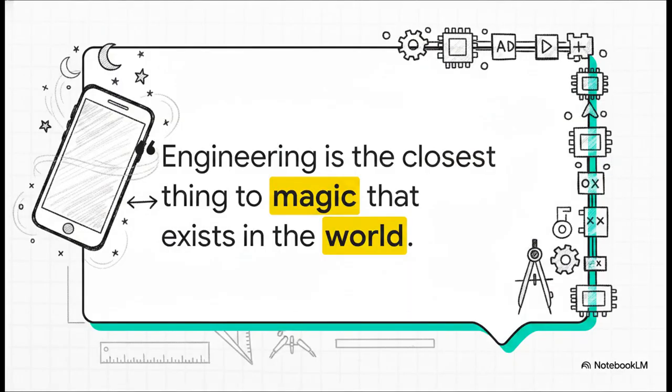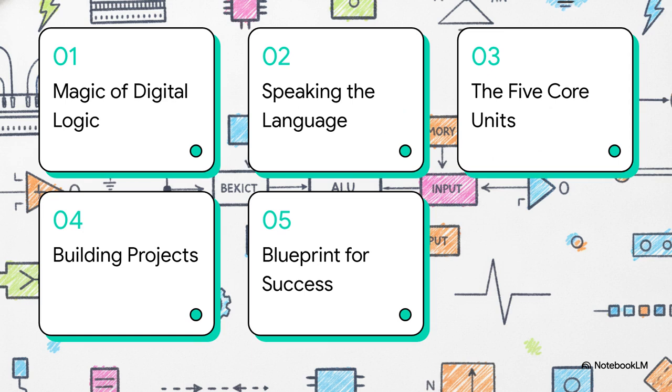I mean, at first glance, a smartphone feels like pure magic, right? But as future computer engineers, we don't rely on magic. Our entire job is to turn that illusion into logical, concrete, and replicable engineering. Here's our roadmap for today. We'll cover the magic of digital logic, how to speak the computer's native language, the 5 core units of your syllabus, building actual hardware projects, and finally your blueprint for success.